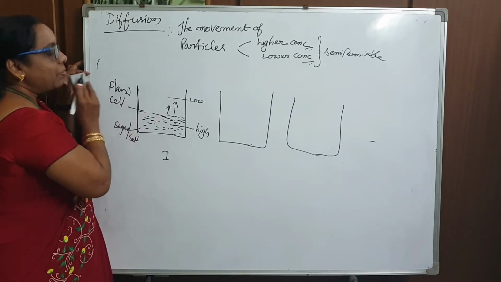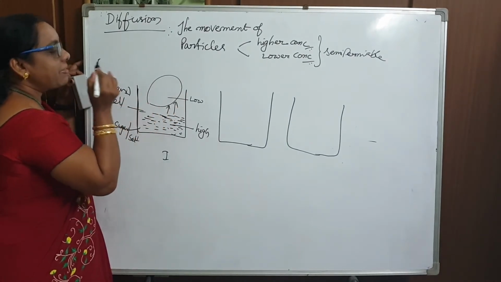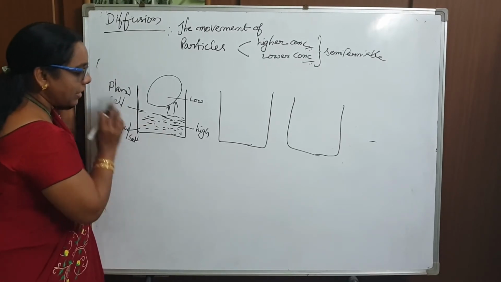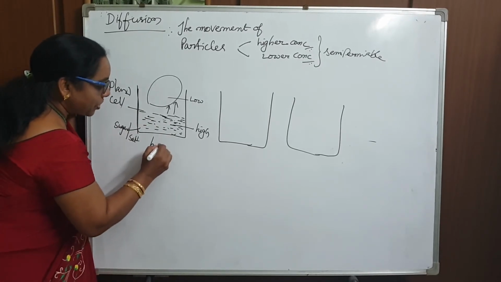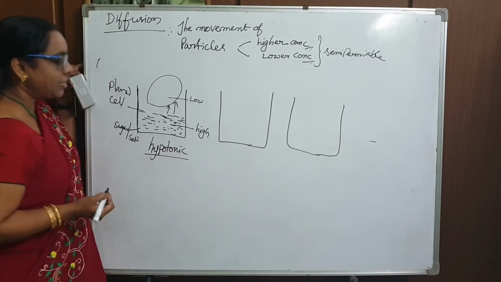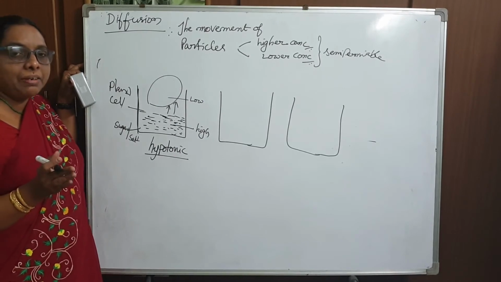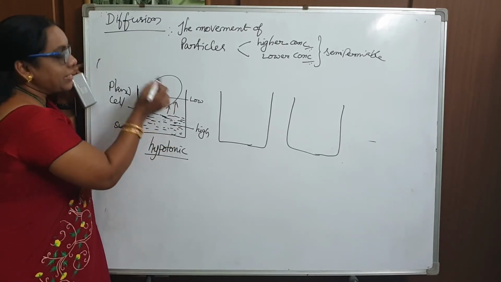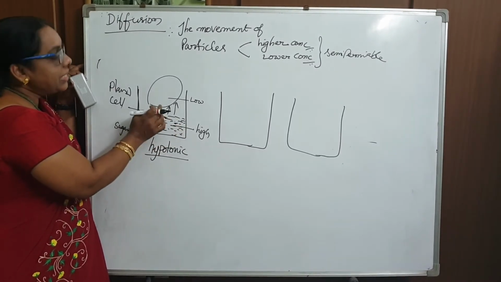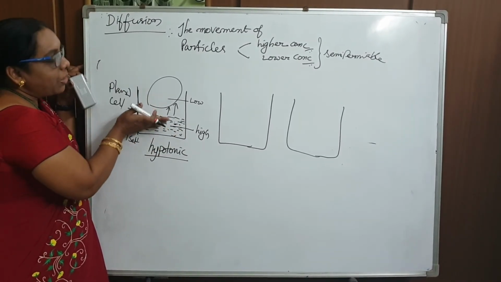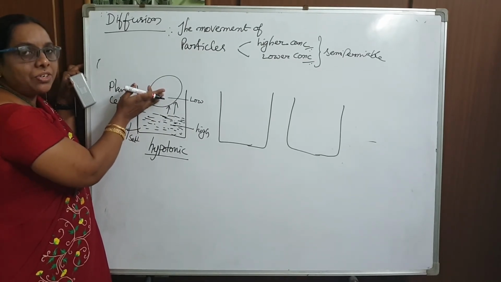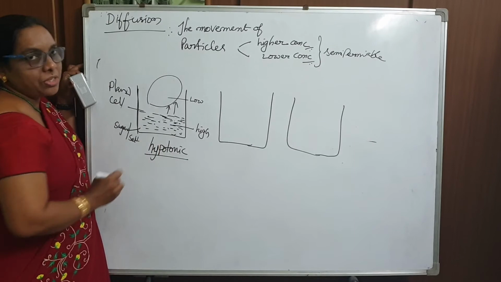As a result, what will happen to this resin? It swells up. So that particular solution, we'll call it a hypotonic solution. Okay, children, is it clear? Hypotonic solution means the movement of particles from the surrounding into the cell. Surrounding the cell, the water concentration is high, inside the cell it is less. So the water moves from high to low concentration. So that particular solution we'll call a hypotonic solution.